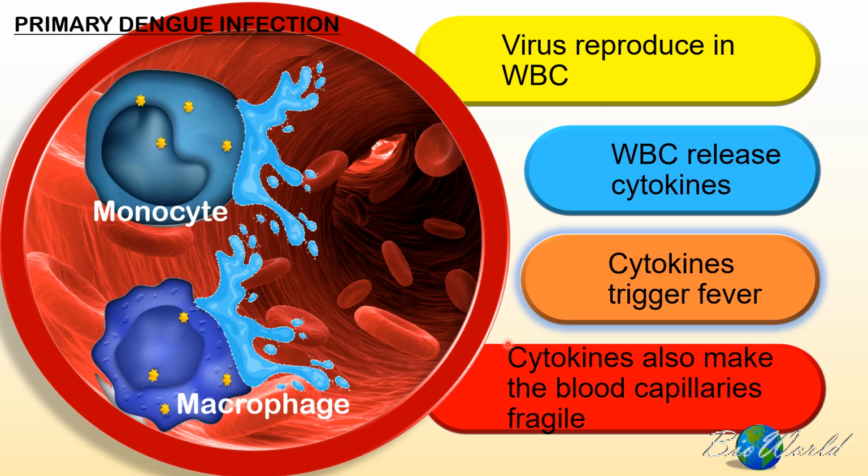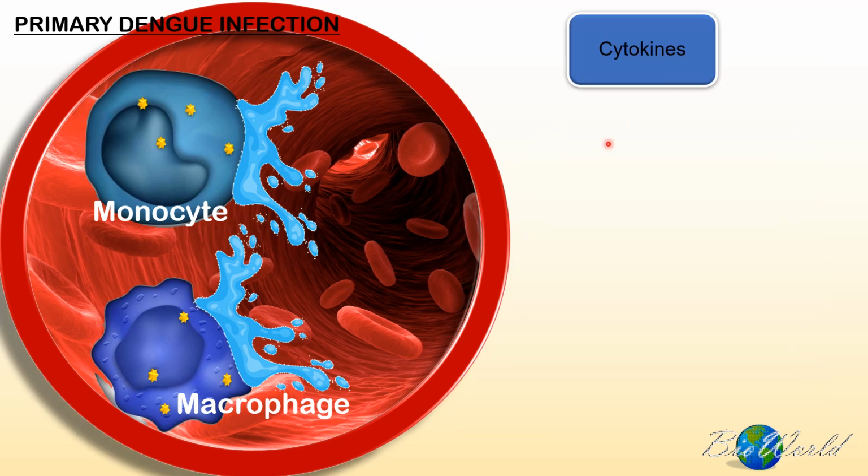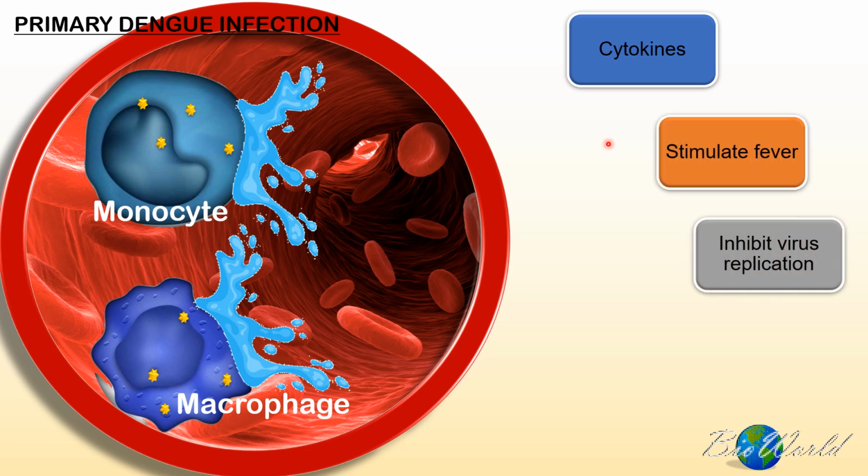Now, this is what happens during what we call a primary dengue infection. It means the patient is being infected by the flavivirus for the first time. Now, let's find out what is the benefit of triggering a fever. The role of a fever is firstly to inhibit the reproduction of virus. And at the same time, the high body temperature actually promotes mitosis of the leukocytes as an immune response.